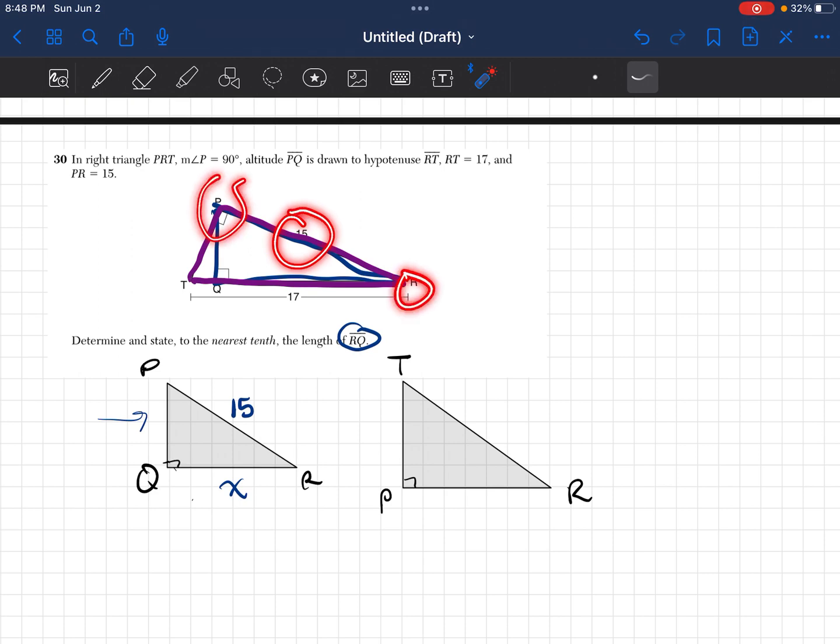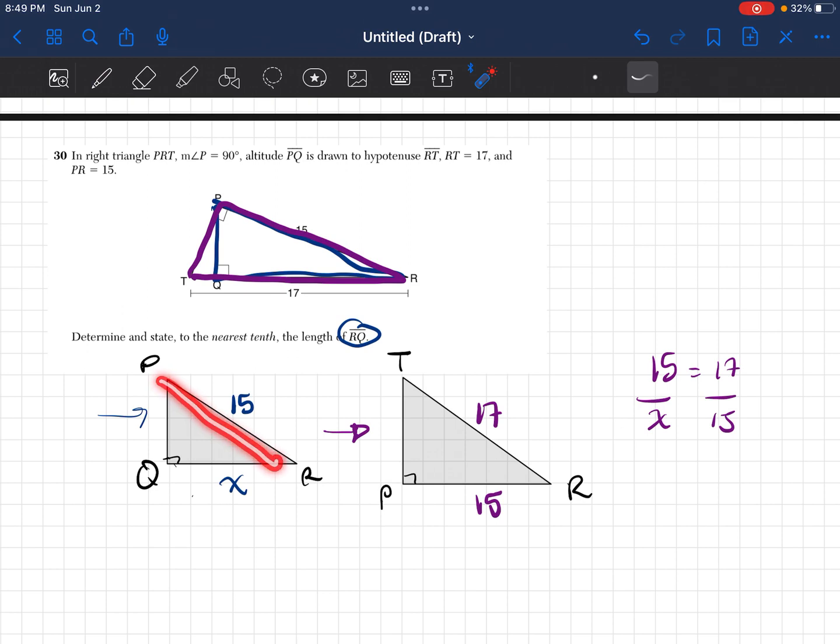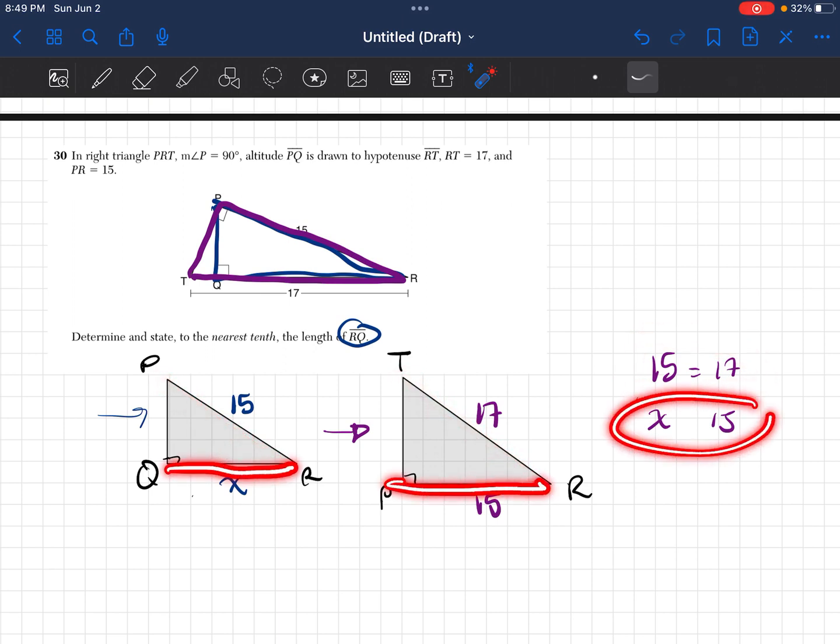15 is in between P and R, so that goes down here. And 17 is TR, so that goes up here. So now we have a very basic proportion here for similar triangles, where I can say 15 is in the same position as 17, and X is in the same position as 15. So this 15 and that 17 are here, and then I have X and 15 here, because those are corresponding sides.